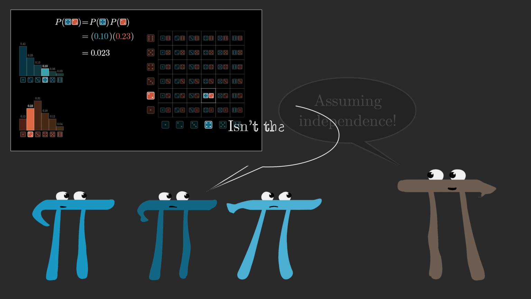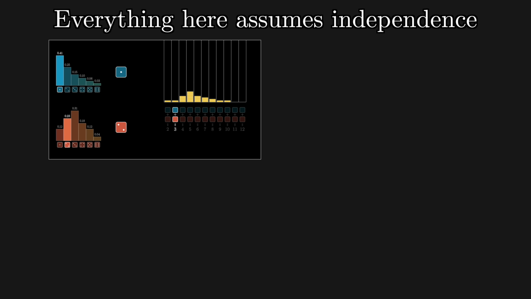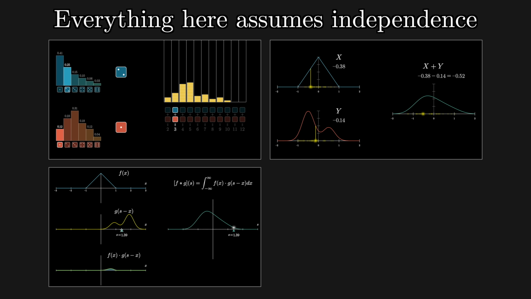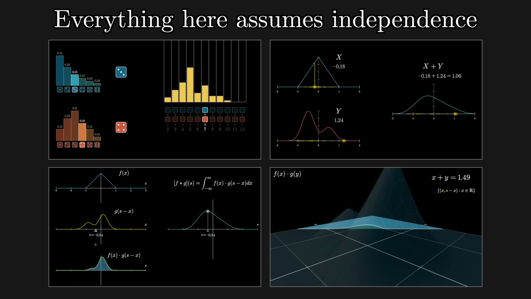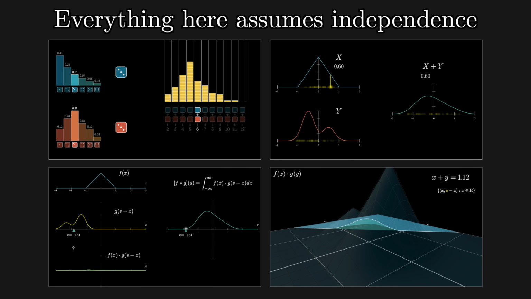You might say that's kind of pedantic, of course the die rolls should be independent from each other, but it's a point worth emphasizing because everything that we're going to do from here moving forward, from this simple example all the way up to the central limit theorem, assumes that the random variables are independent. In the real world, you want to keep a sharp eye out for if this assumption actually holds.